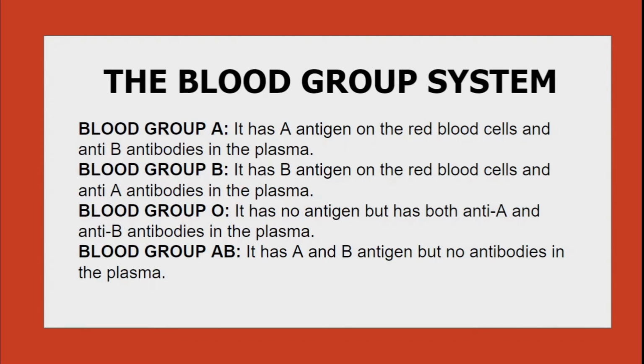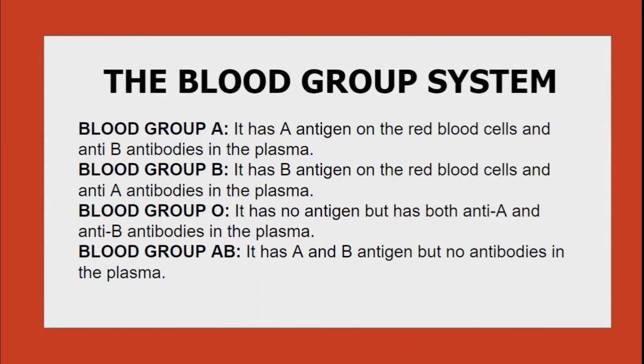So let's revise once again. For blood group A, it has A antigen on the RBC. So if you remember A antigen, simultaneously it has anti-B antibody. In case of blood group B, if it is B antigen, then simultaneously anti-A antibodies. If the blood group is O, there is no antigen and anti-A and anti-B antibodies, and in blood group AB we have A and B antigen but no antibodies in the plasma.